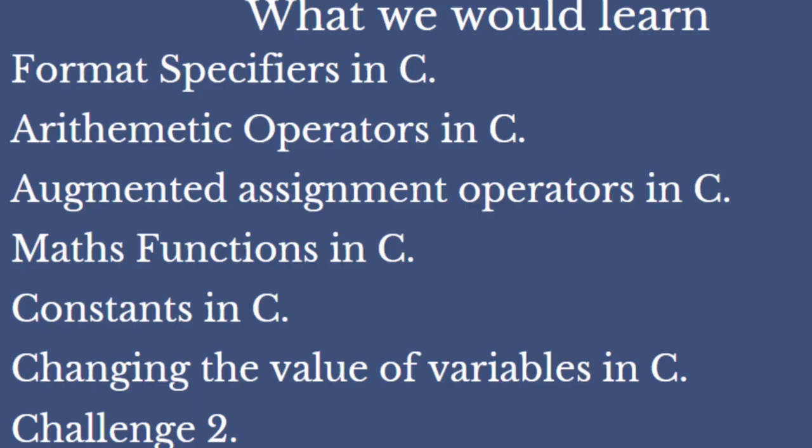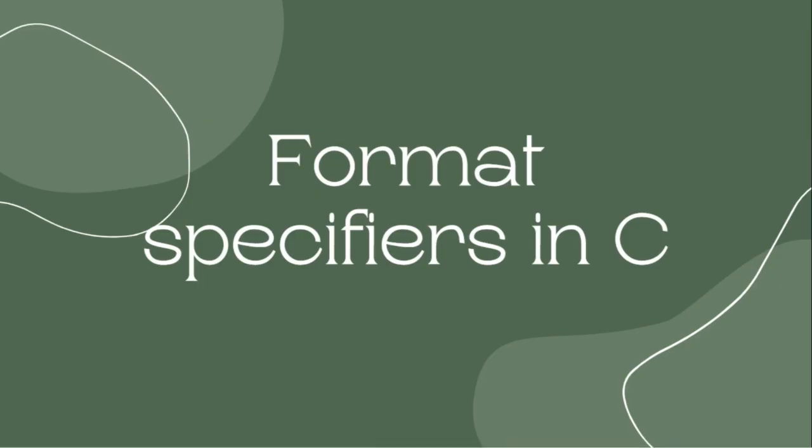Let's take a quick look at what we'll be covering. Today, we are going to talk about format specifiers in C, arithmetic operators in C, augmented assignment operators in C, math functions in C, constants, and changing the value of variables. We'll also have our second challenge of this tutorial to help you understand all the concepts we'll talk about. So let's get started. The first topic we want to consider is the format specifier in C.